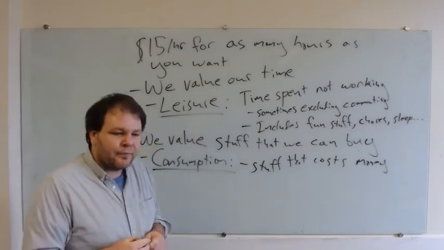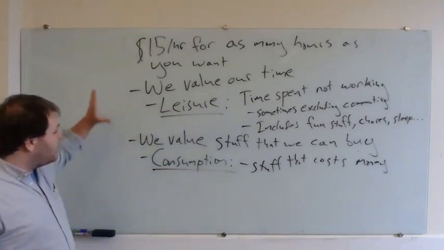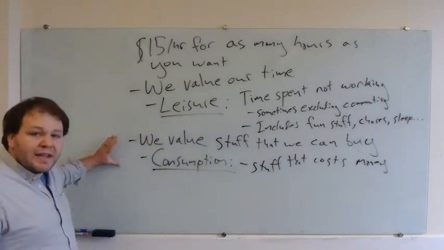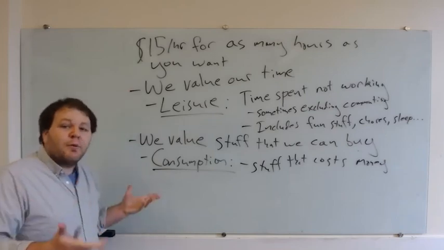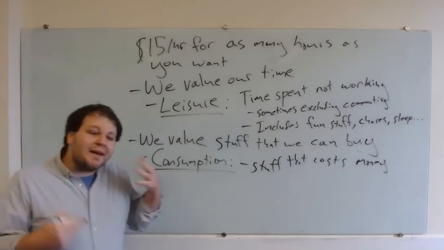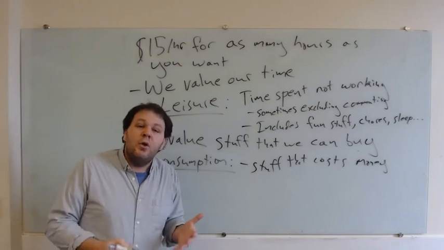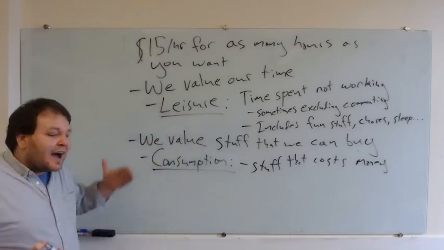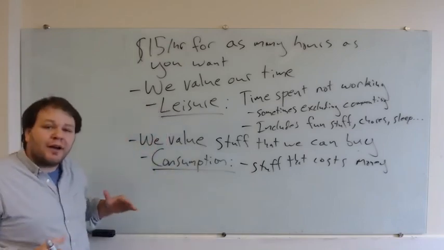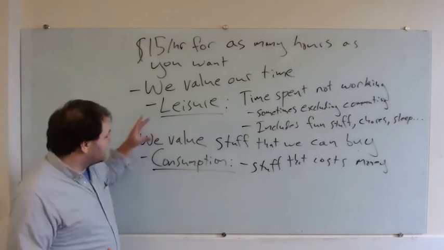Cool. So at this point, we've basically said that we have preferences over two goods: leisure, which is our time away from work, and consumption, which is the stuff that we can buy with our money. And that's going to allow us to talk about our decisions about how much to work as a trade-off between leisure and consumption.